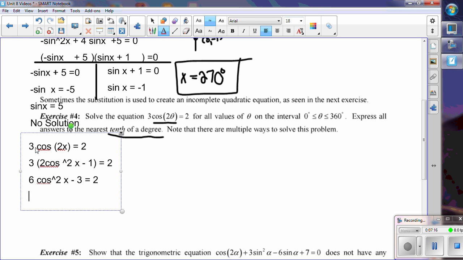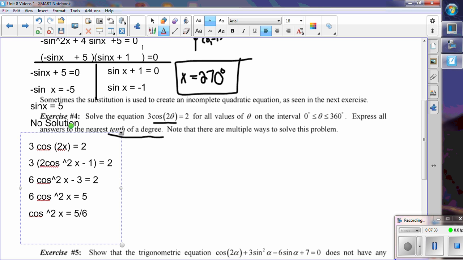And now we can solve this using complete the square method, or you can use quadratic formula, or you could try to see if this would be the difference of perfect squares. I'm going to use complete the square method. So I'm going to first start by adding 3 to both sides, so it's moved over. So I have 6 cosine squared x is equal to 5. Next, I'm going to divide by 6. So I get cosine squared x is equal to 5 divided by 6.